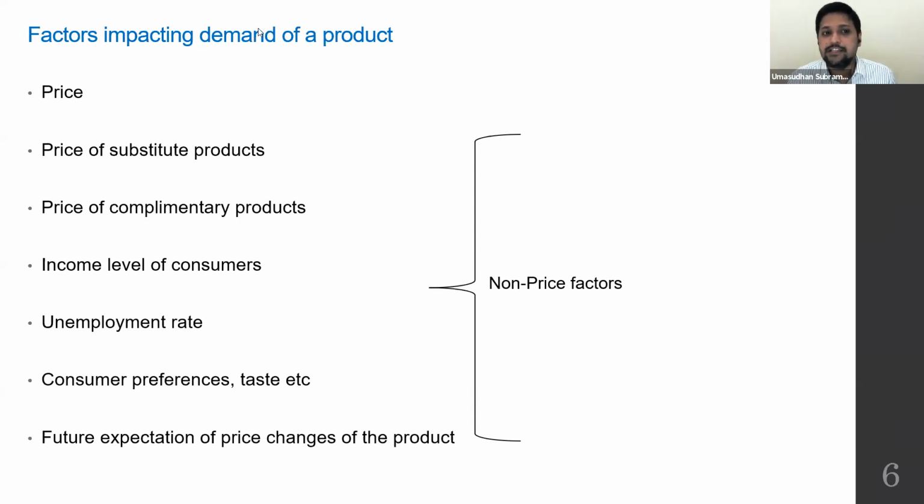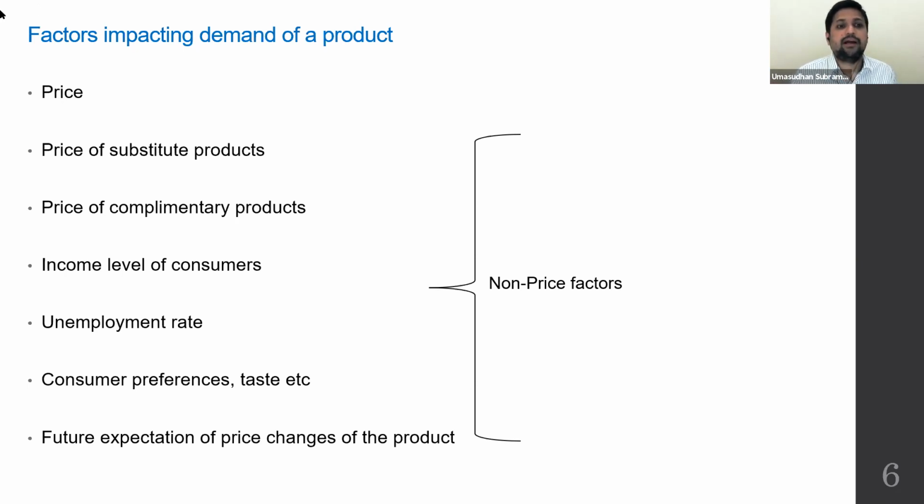The factors influencing demand of a product, usually we divide them into two categories: price and non-price factors. From item number 2 until the end are non-price factors, and the first one is price. Price of a product would have an impact on the demand for that particular product, and there are other factors that you need to take into account.